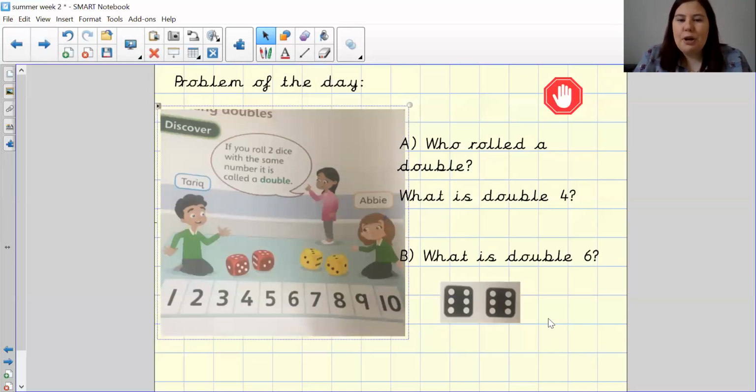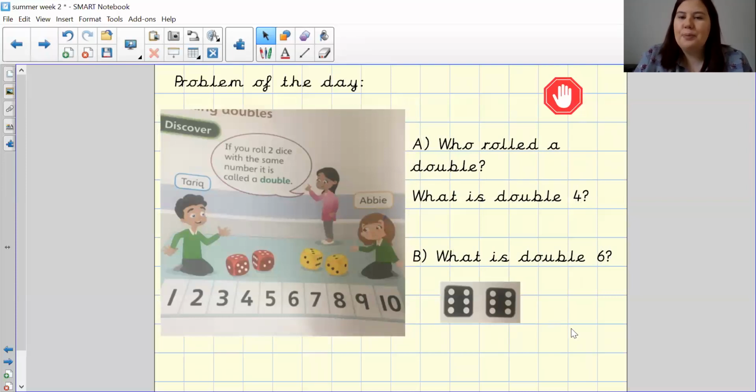So let's look at our problem of the day today. So we're looking at these two people who are playing a game. We want to know who has rolled a double. So the first thing you need to think about is, what is a double? So this girl has given you the clue. If you roll 2 dice with the same number, it is called a double. So that's your first question.